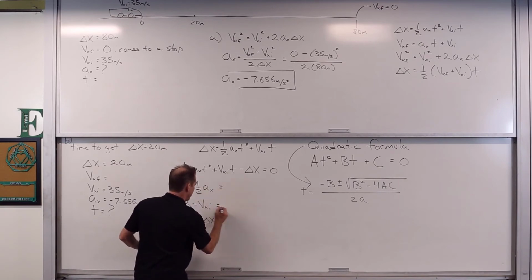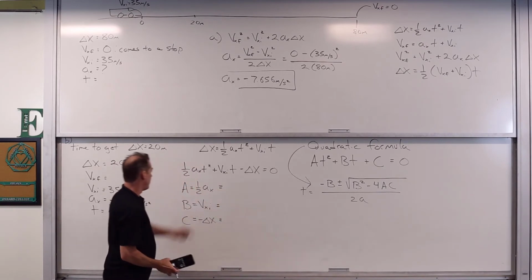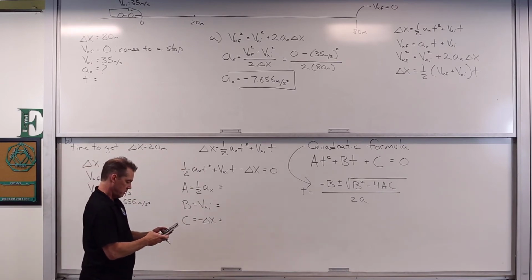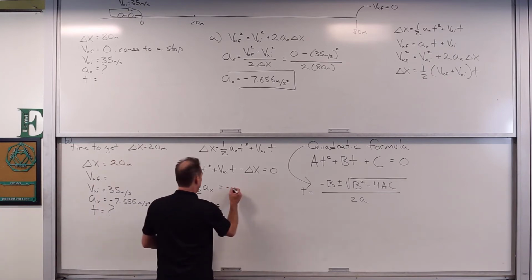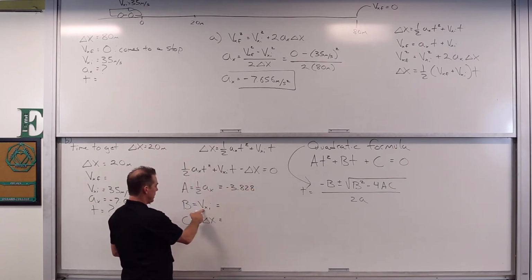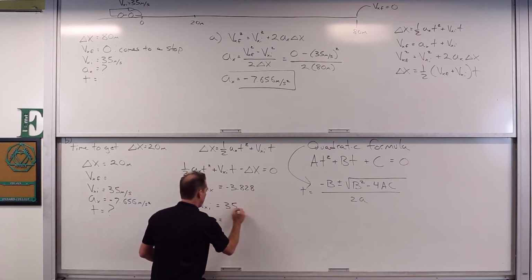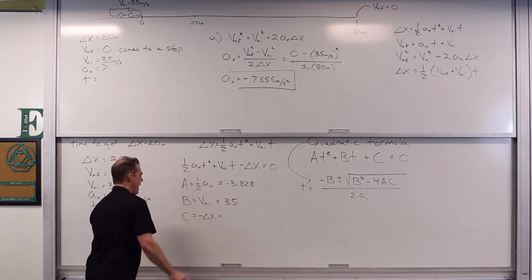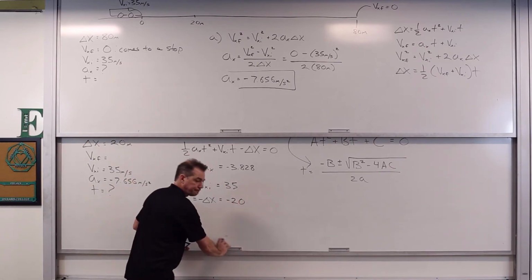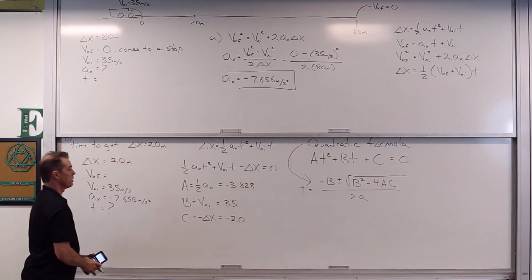So we could go ahead and quantify these because we know what a sub x is. A sub x is negative 7.656, divided by 2. We got negative 3.828. So there's our a value. B is just equal to Vx initial, which is 35. I'm just dropping units here. 35, and delta x is equal to 20, so negative delta x is a negative 20. So there we go. So what can we do with this?